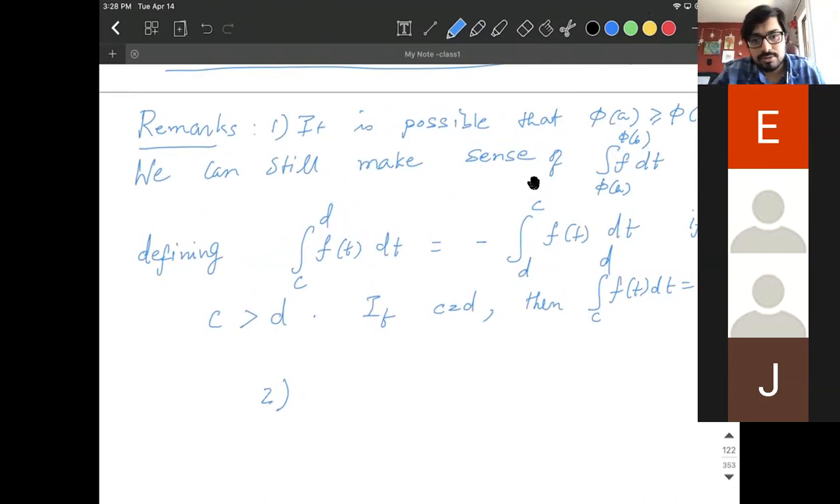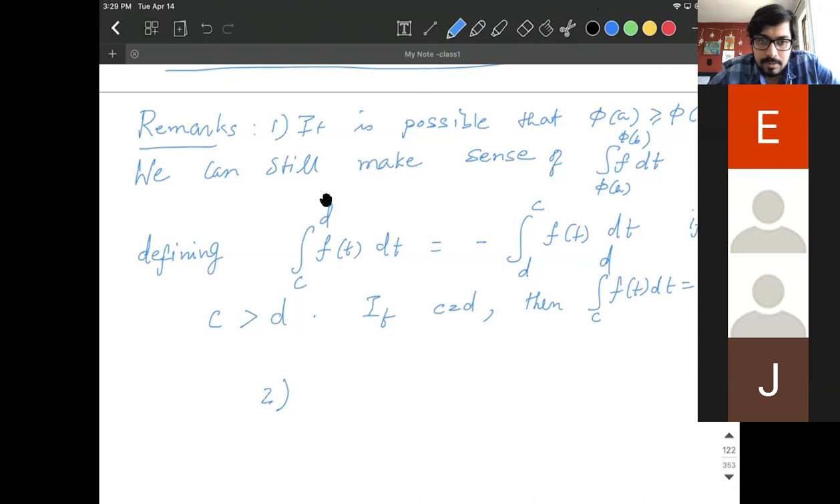So monotone means that if, for example, T1 is greater than T2, then phi of T1 is either greater than phi of T2 for all such T1, T2, or phi of T1 is less than phi of T2 for all T1, T2. So that's what is called a strictly monotone function. And if phi is strictly monotone, then you can properly define this change of variable formula.